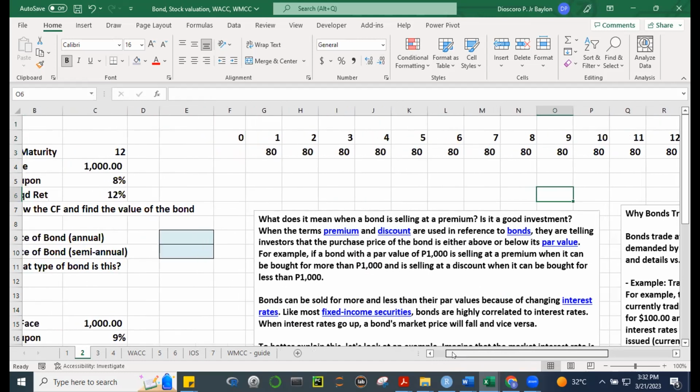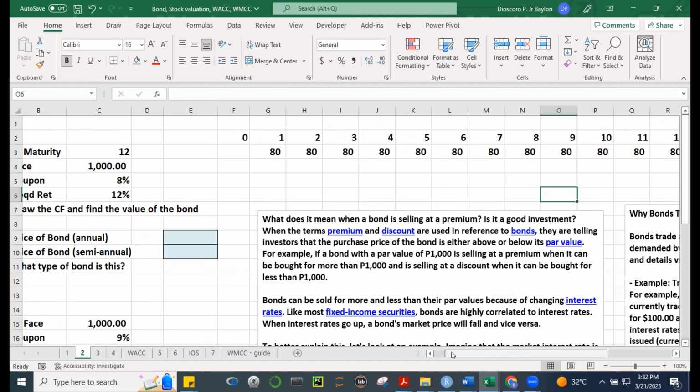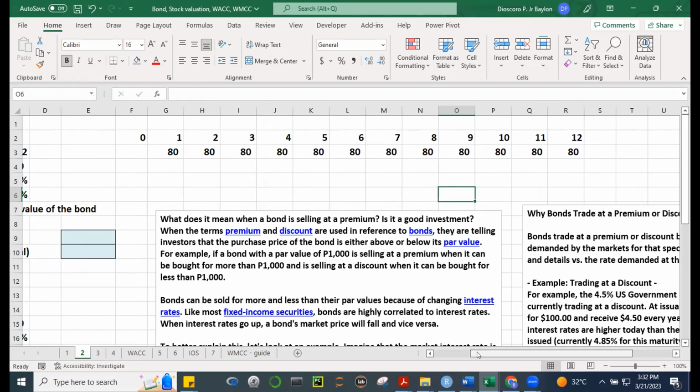Waiting for your answer again, class. This is the nature of a bond, class. Any other cash flow? In 11. Why in 11? Kim, why in 11? When will the principal be paid? Because if 11, that's 1 year before the term expires. Ay, sir, it's reversed pala. It should be at 0. At 0. So you'll be paid right away, because 1,000?